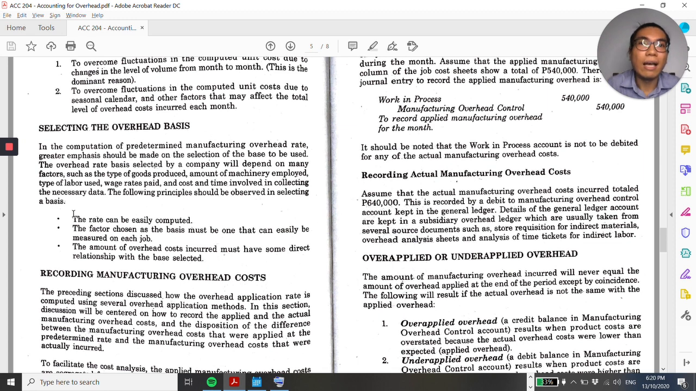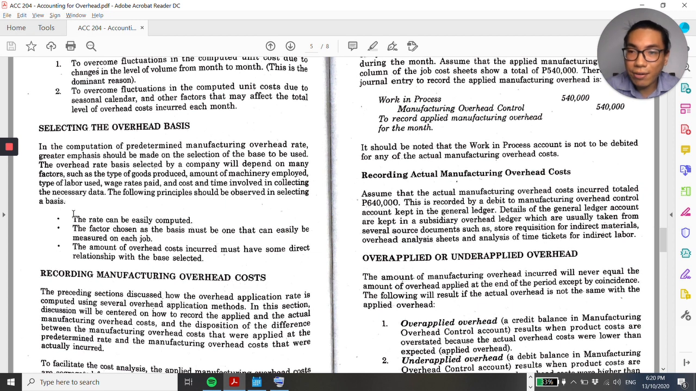Pero yun, nagiging complex lang talaga yung computation on the costing kapag sobrang high na or super voluminous ng transactions ng company and they have a lot of products na pinoproduce. Madaming variety with their products. Isa sa mga factor yun kung bakit nagiging complex yung cost accounting process natin.